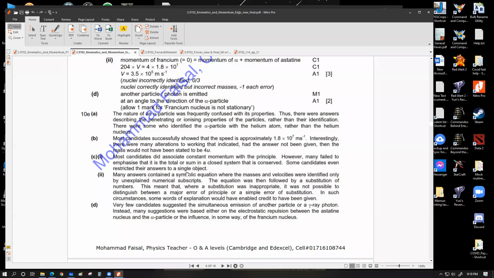Although they allowed 1 mark in the mark scheme of D, it says allow 1 mark for Francium nucleus is not stationary. They allowed a mark for that, but I would not go for it. I would try to explain it in the most logical way possible. These observations that the momentum is not being conserved is actually one of the main, or primary, ways by which the existence of many new subatomic particles was first detected in the Large Hadron Collider.